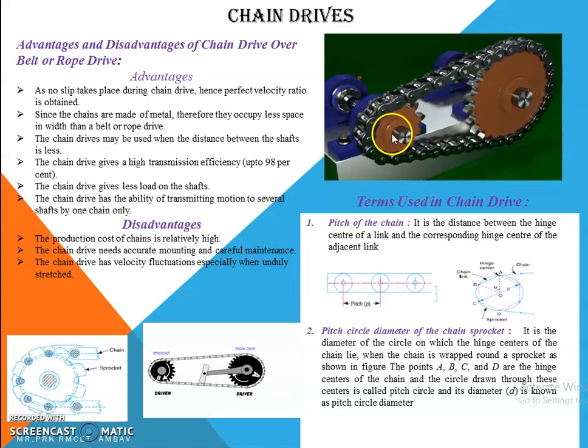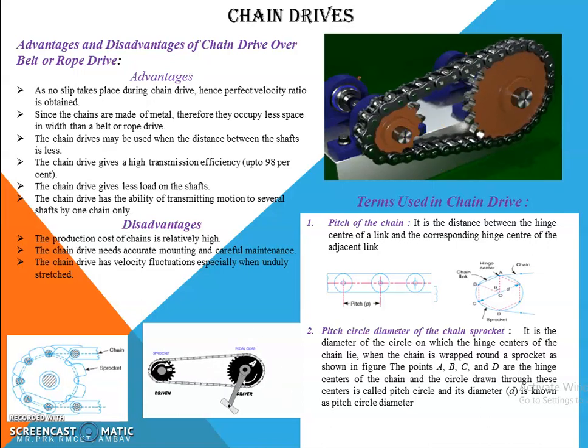wrapping around driving and driven wheels. The wheels have projecting teeth and fit into corresponding races in the links of chain as shown in figure. The wheels and the chain are thus constrained to move together without slipping and ensures perfect velocity ratio. The tooth wheels are known as sprocket wheels and simply sprockets. These wheels resemble spur gears.